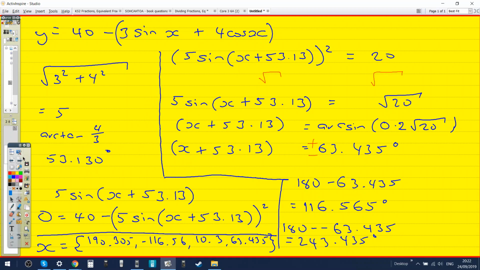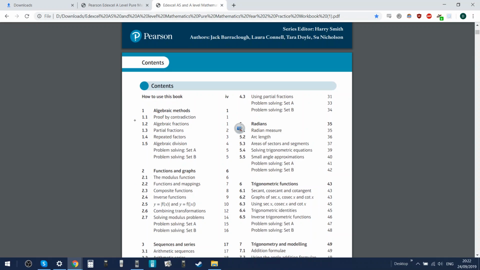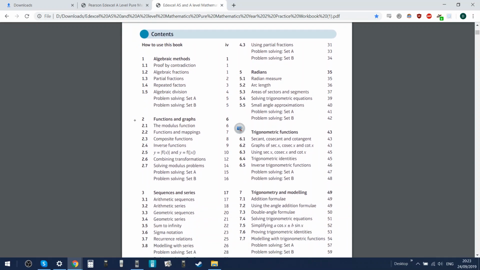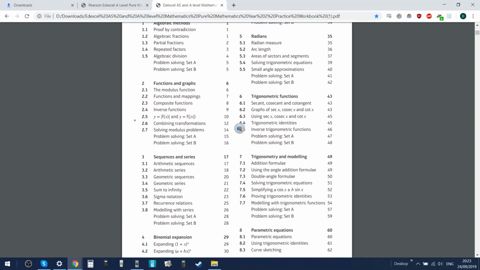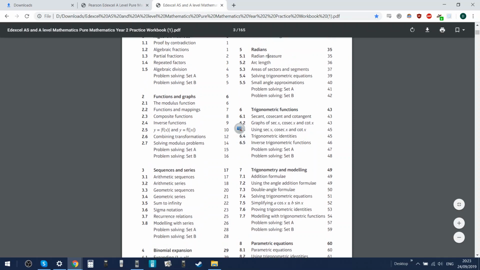Were there any other questions that you wanted to go through? No, I don't think there are any more. Okay. I think we'll just work through the checklist, to be honest, because it goes from easiest to hardest. And I think we've technically done at least one of each. So if you want, we can just go back to one in particular. Radian, arc length, sector segment, solve equations, small angle. Is there any in particular?